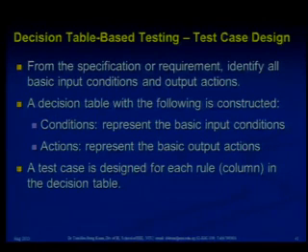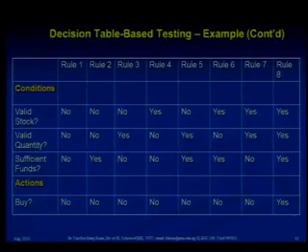Okay, so before we move further, I would like to show you the format of a decision table. Just take a quick look at this decision table. We have two regions, condition and actions. We extract from the specifications, the requirement, all the basic input conditions, and we put them down here under the condition region. This is the condition region, and this is the action region. All the actions will be listed down here.